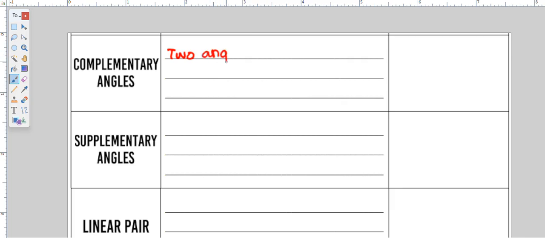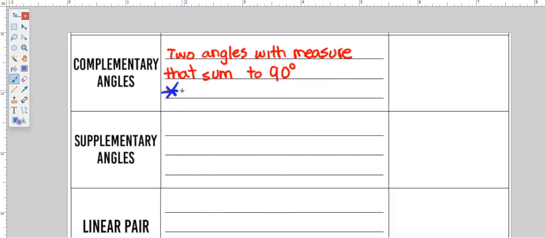Two angles with measures that sum to 90. Or that sum is 90, okay? So, there we are, 90 degrees. However, something to note, they do not have to be adjacent, okay? They don't have to be side by side. They just have to add together to make 90.